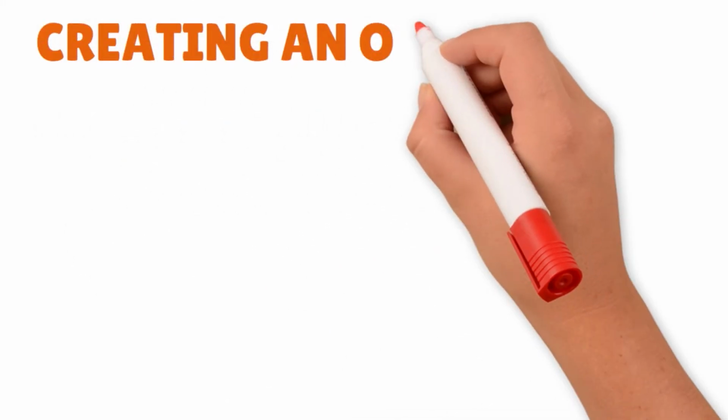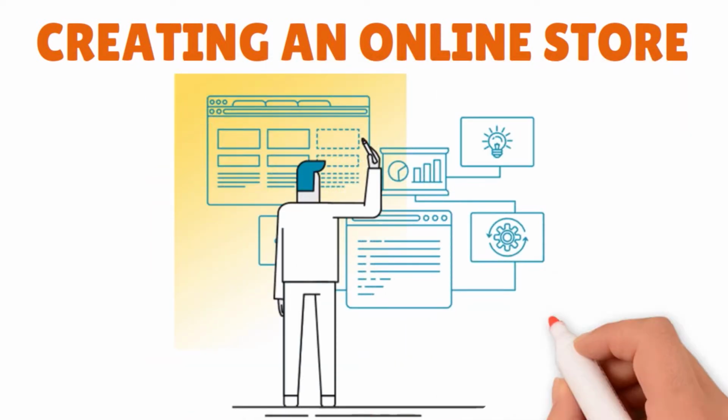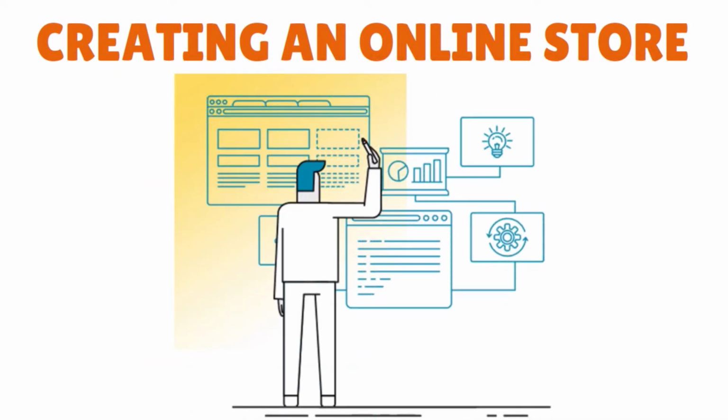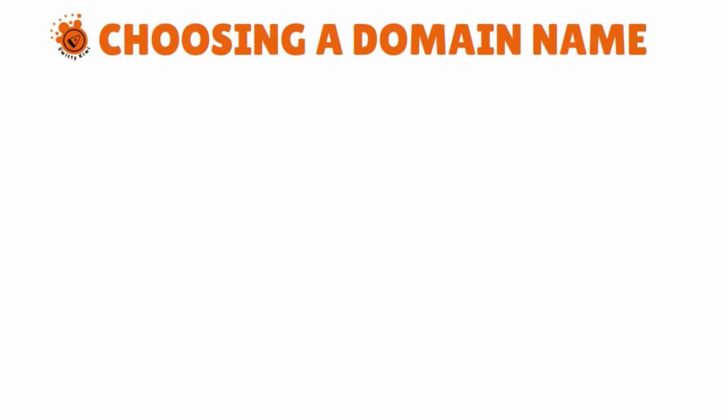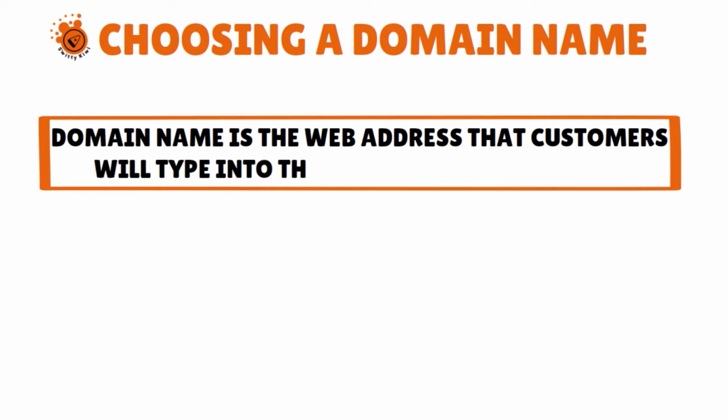So creating a 3dCart online store is a multiple step process, folks, but it's kind of easy to do once you understand what's involved. So in this video, I'm going to break it down for you. So, choosing a domain name. You've got to have a domain name. This is the web address that customers will type into the bar of the browser. This is also called a URL.